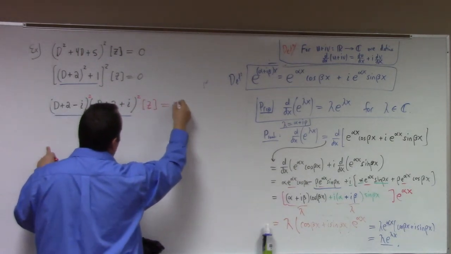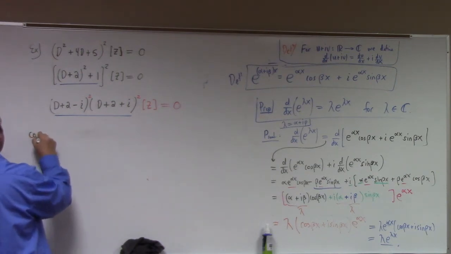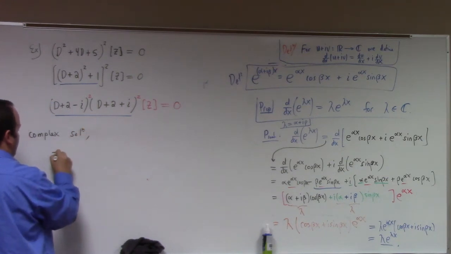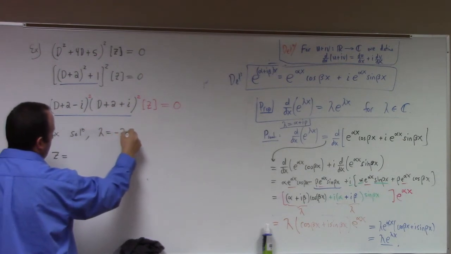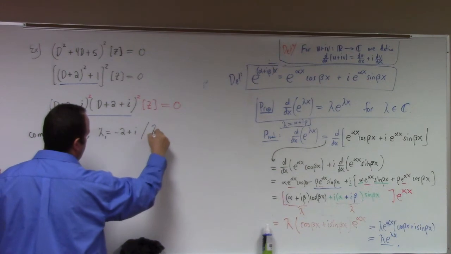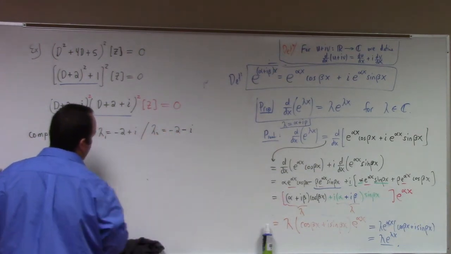Now, this is not a real factorization of the operator, right? This is a complex factorization of the operator. But my point to you is the calculus we did today still makes sense. So I can write down a complex solution set. What's the complex solution set? We have z. So we have lambda is -2 plus I, and that's lambda 1. And also lambda 2 is -2 minus I, right?